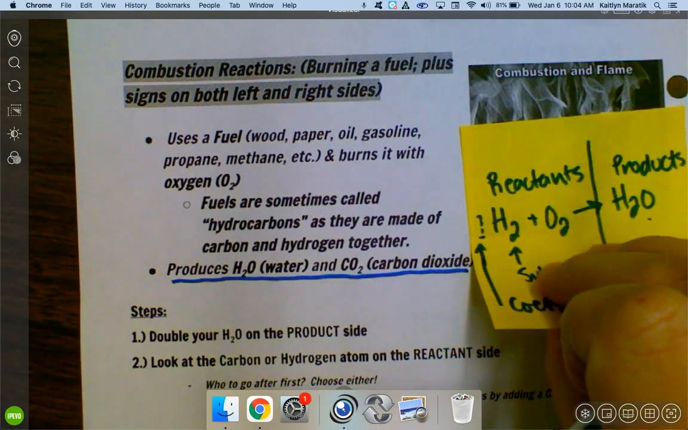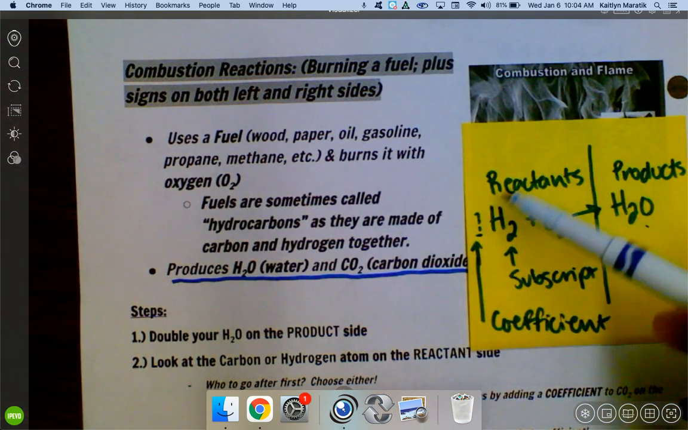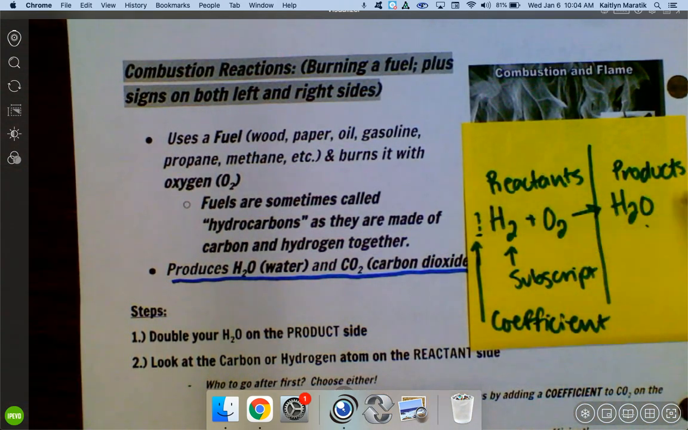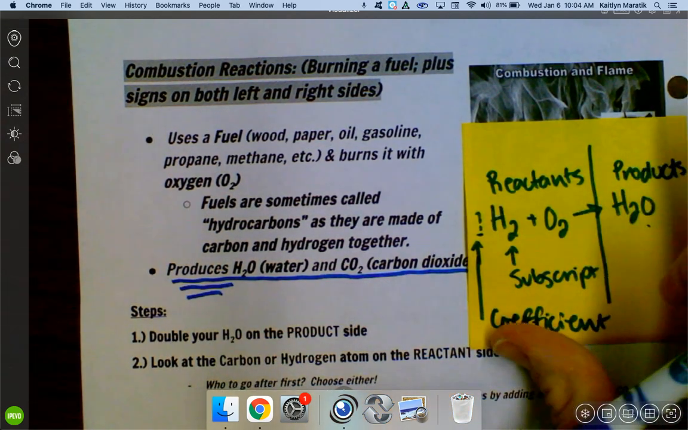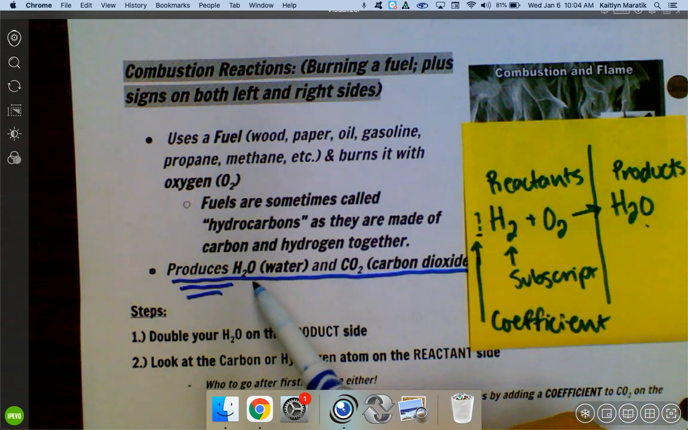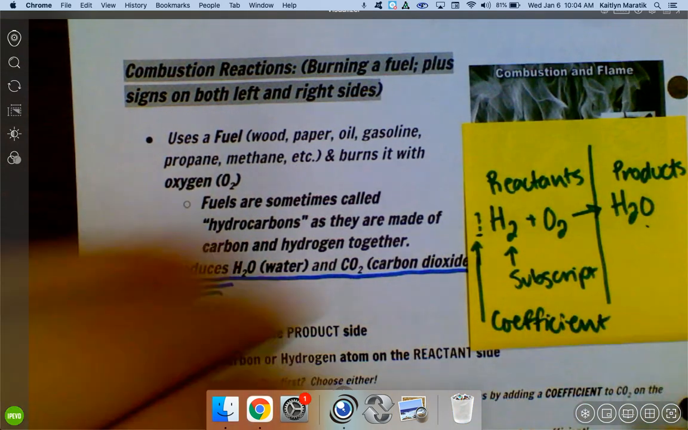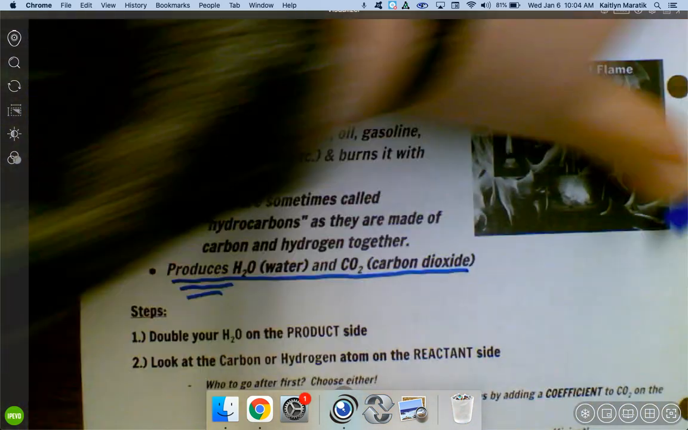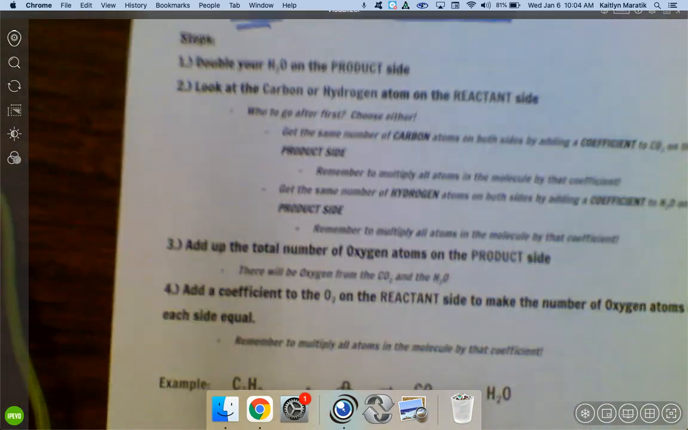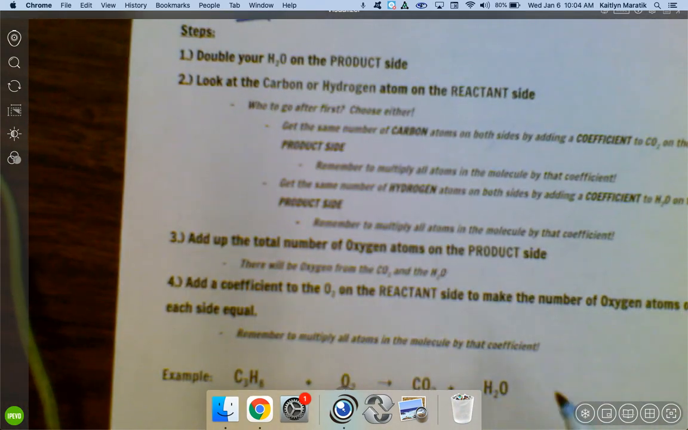Remember, as our little review at the beginning of this, reactants are at the front, products are at the end, because reactants, this is where the reaction is taking place, and this is what we get at the end because it's what's been produced. I just said it produces H2O and carbon dioxide. So if we see water and carbon dioxide on the back half of the equation, it is a combustion reaction. Okay, so first thing we're going to do, the steps look a lot the same.